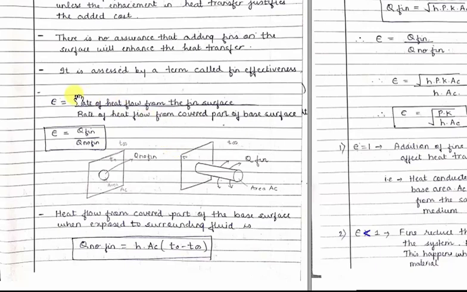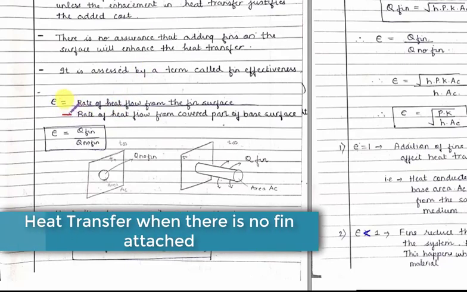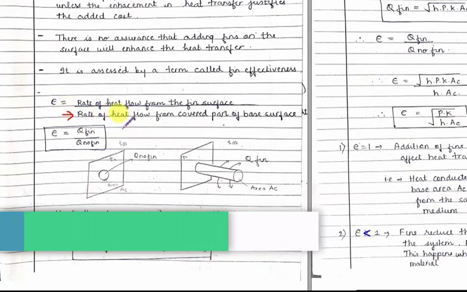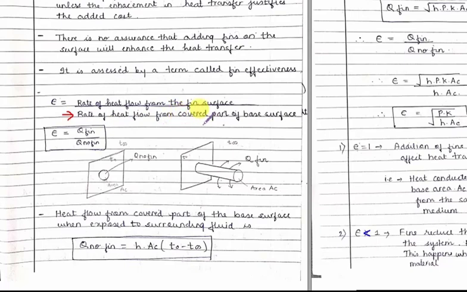So the numerator part is very clear now, right? Now we will focus on the denominator part. This is a new thing to you. Okay, this also you know, but understanding is important. Rate of heat flow from the covered part of the base surface. This is very important, the covered part. If I remove this fin, this is the covered part I get. Here I will show this with a hatching line. So this is the covered part, which is being covered by the fin.